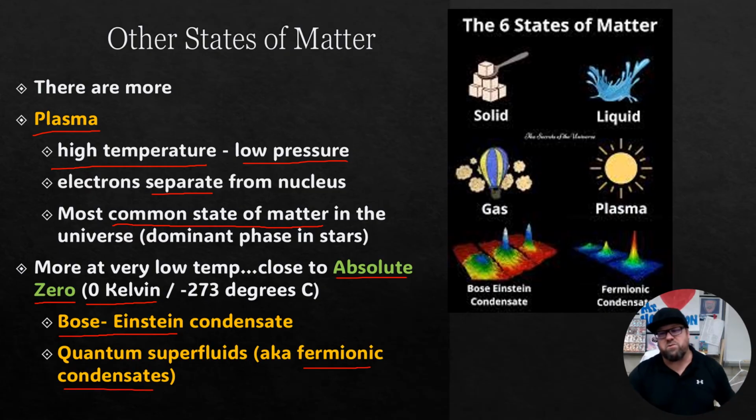Fermi was another very famous chemist and physicist. He was very big because he was actually part of the Manhattan Project. It was Enrico Fermi, so this was named after him, the Fermi ionic condensate. And what happens is they produce matter that's kind of like a liquid. We call it a quantum superfluid, but it does really funny things.